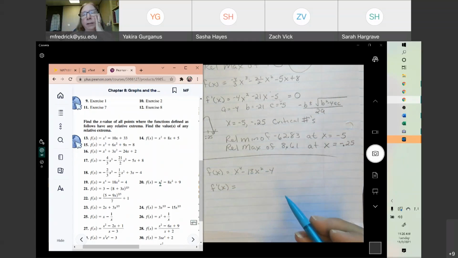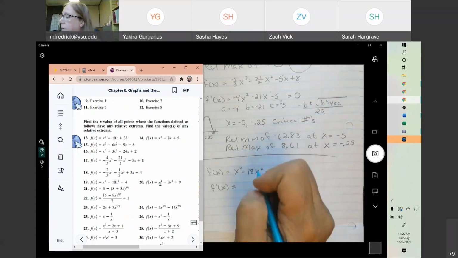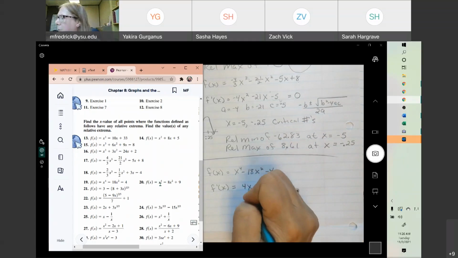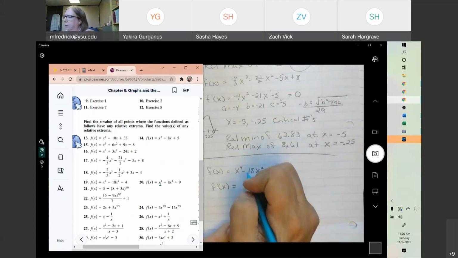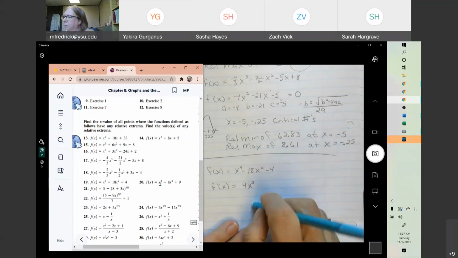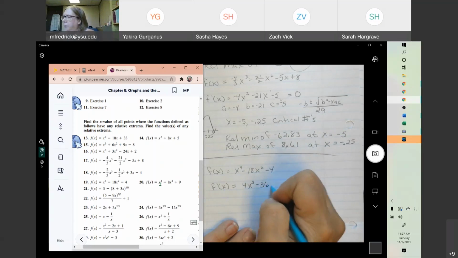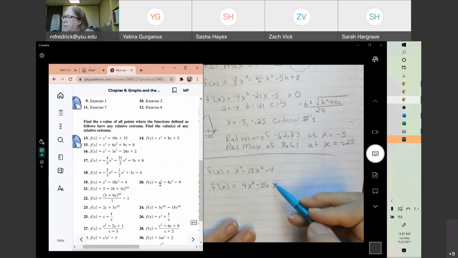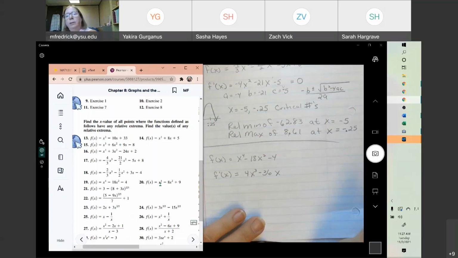No, notice when you take the derivative, it's not a quadratic, so you can't just use the quadratic formula. This was similar to one of the ones on the group assignment. So 4x cubed minus 36x, and this goes to 0. Any questions on the derivative?